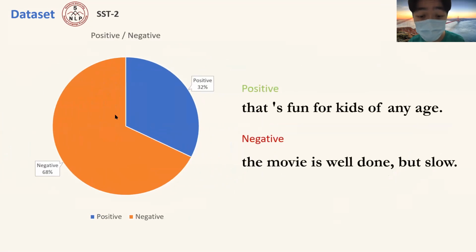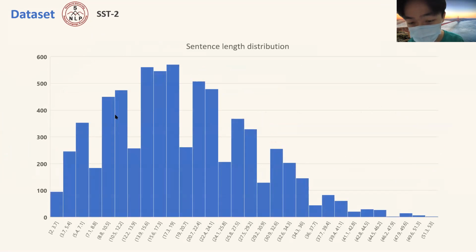Here is an example. "That's found for kids of any age" is a positive sample, and "the movie is well done but slow" is a negative sample. This is the distribution of sentence length. It is important to know the max length because we need to choose the max length as one dimension of batch data and do padding and masking.